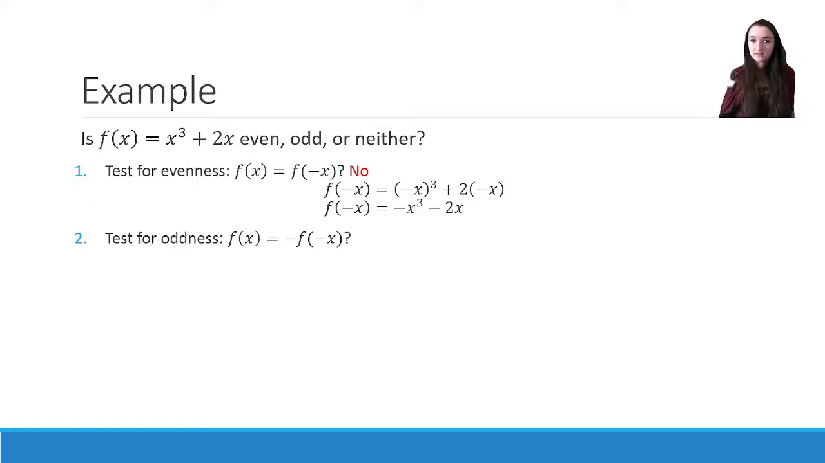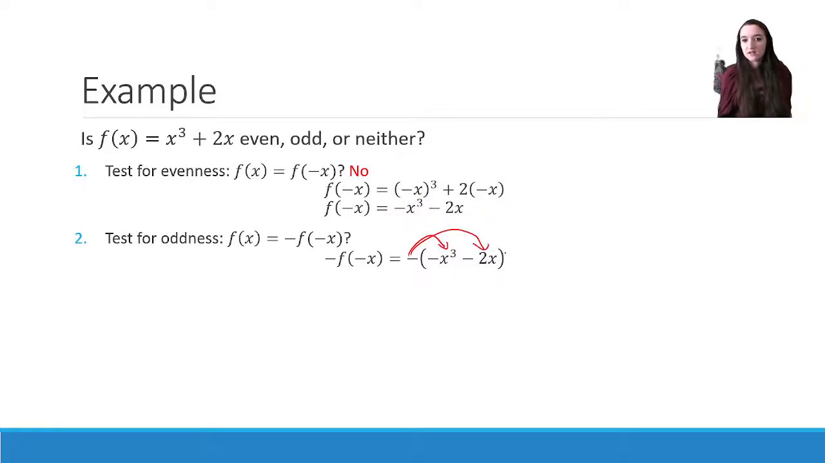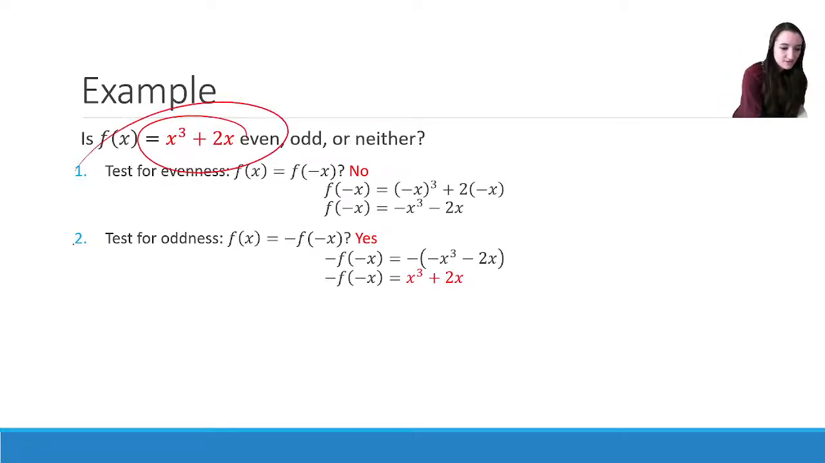Now we test for oddness. So we're going to go negative f of negative x. We already know what f of negative x is. So we just need to apply a negative to everything. So right here, I took this guy right here, and then I just applied a negative outside. And remember, when we apply a negative outside the parentheses, we're going to have to distribute that negative to everything inside. So every single term has to change its sign. So we're getting positive x cubed plus 2x. The negative f of negative x is x cubed plus 2x, which, in fact, is the same as the original function. So yes, this function is odd.